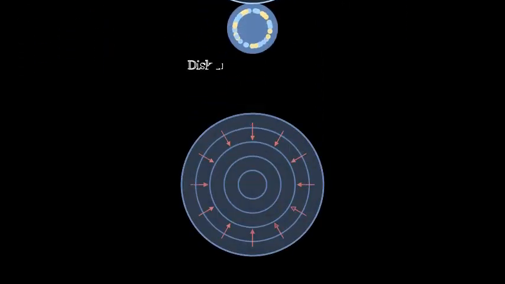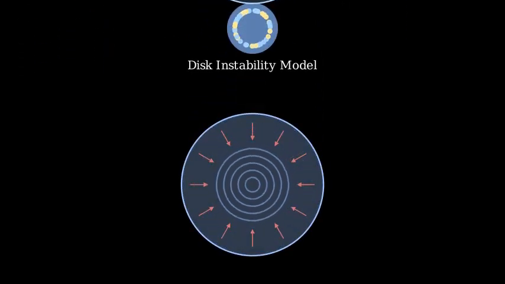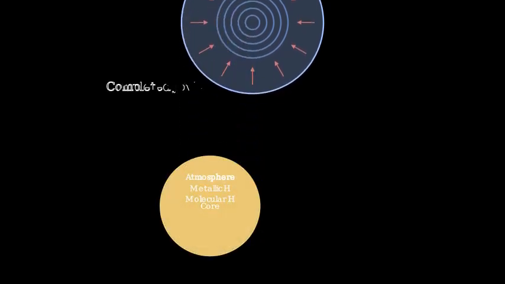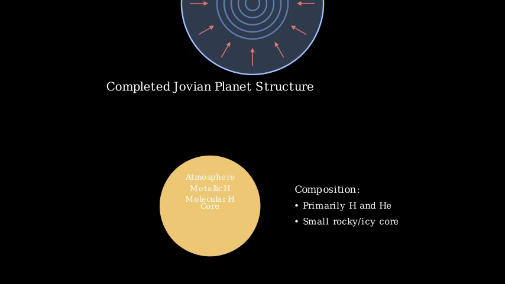While core accretion is the leading theory, there's an alternative model called the disk instability model. In this theory, a portion of the solar nebula might directly collapse under its own gravity to form a gas giant, potentially without requiring a solid core first. Eventually, this process results in the fully formed Jovian planet structure we see today, a relatively small core surrounded by a massive envelope of hydrogen and helium.